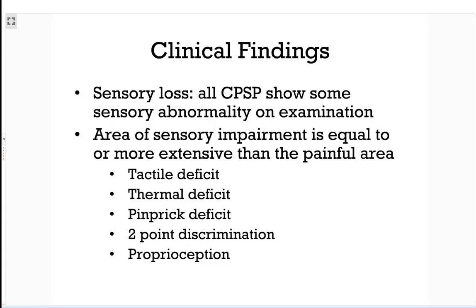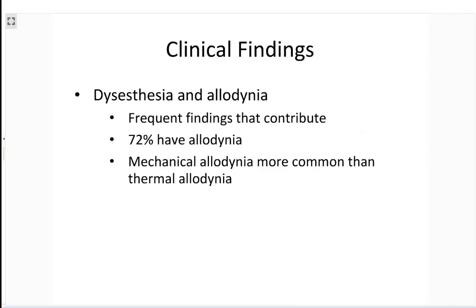Going into these clinical findings, we've discussed that central post-stroke pain patients show sensory abnormality when examined. This can be across the board, or just one or two components. Certainly tactile deficits and thermal deficits are really, really common, as are pinprick deficits and two-point discrimination. Interestingly, proprioception seems to be the one that has the weakest link with the presence of central post-stroke pain.